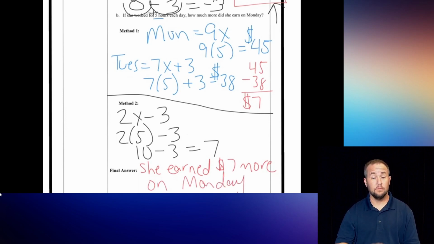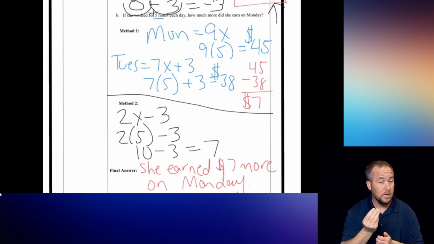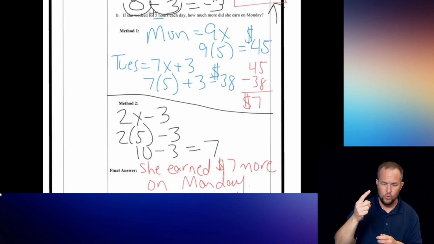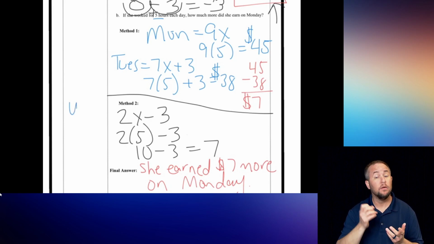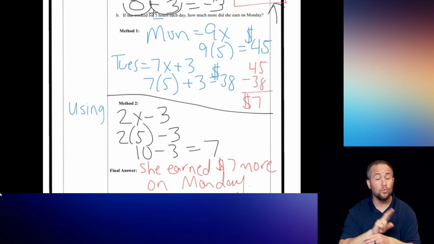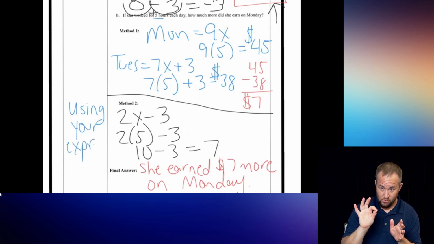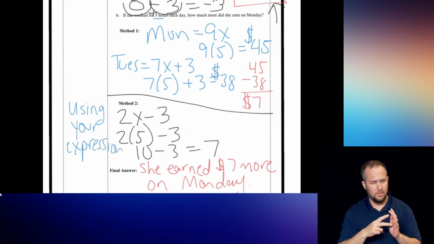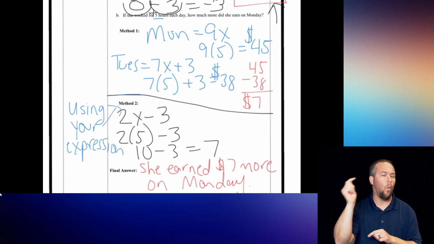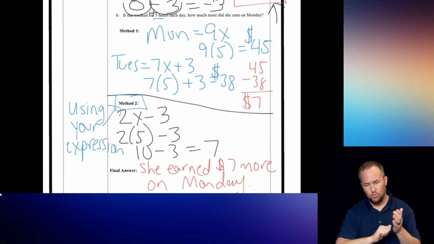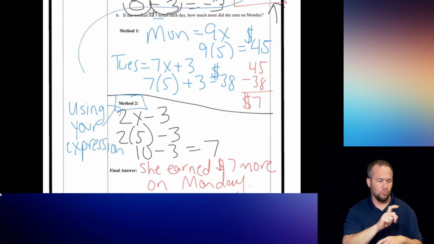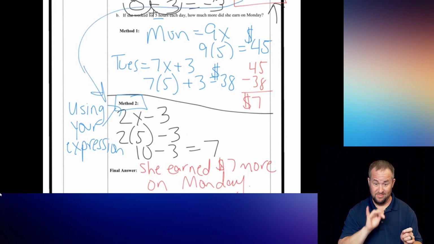If the problem just asks, how much more did she earn on Monday? You can choose what method you want. But if the problem includes the directions using your answer or using your expression that you already found, that means you're not going to start all the way back over from Monday and Tuesday and subtract. You're going to do this method where you just take the answer from up here and bring it around, and that's where you will substitute in your number.